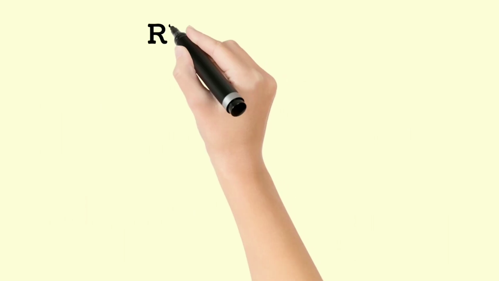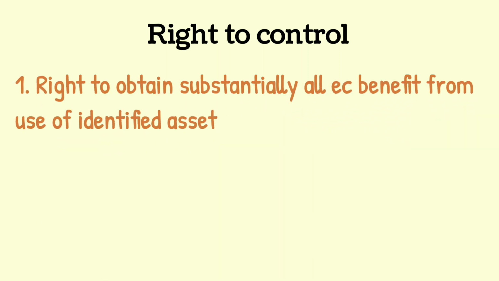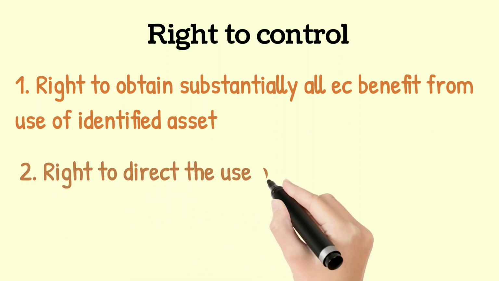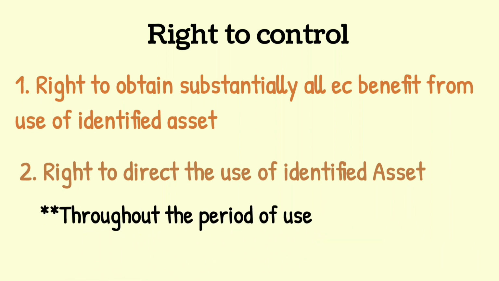substantive substitution right. To assess whether the contract conveys the right to control the use of an identified asset for a period of time, the entity will assess whether the customer has both of the following rights. The first one, the right to obtain substantially all the economic benefit from the use of the identified asset, and the second one, the right to direct the use. And these rights should be present throughout the period of use. And so, if the customer has the right to control the asset only for a period of time and not for the entire contract term, then we can conclude that the lease is present only for that portion of time.